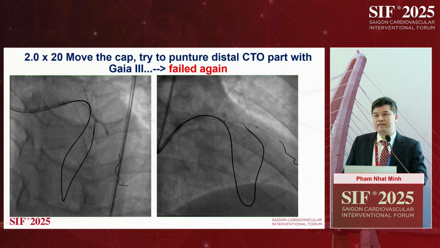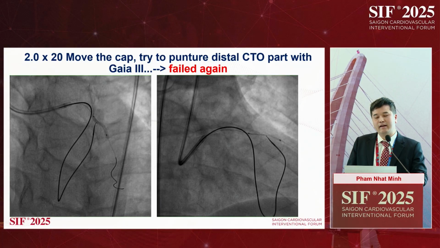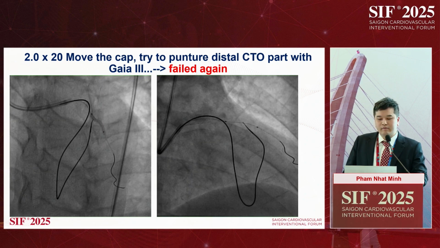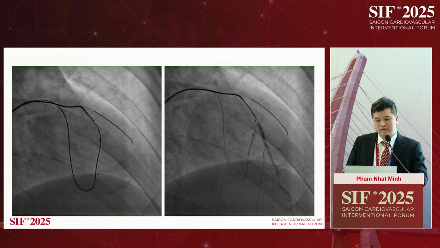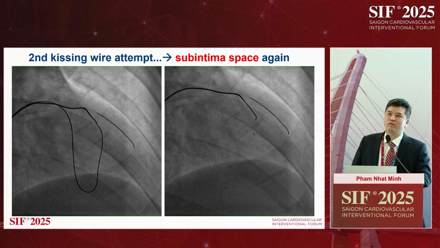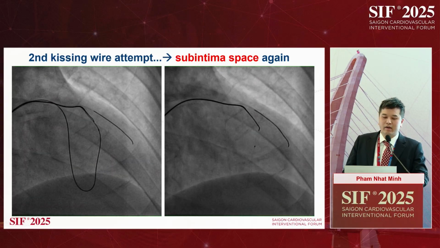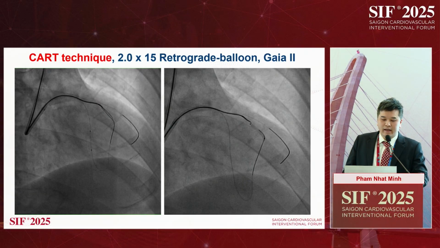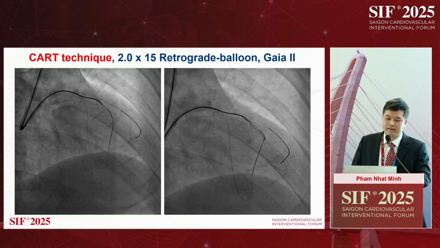At that time it was more than 4 hours, and we were quite tired, and I really wanted to stop. But then my master encouraged us to do something more and try one more time. We thought about a second attempt at the kissing wire, but it went into the subintimal space one more time. Then we tried the last resort, which is the CART technique.